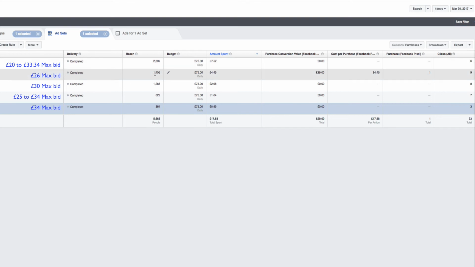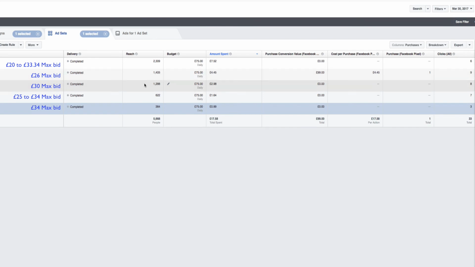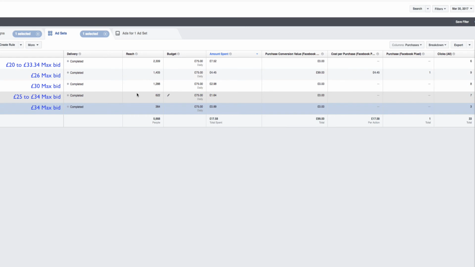This one here was really good because we obviously got a sale from it, so it was £4.45 for the sale, but that's pretty much all we spent in terms of getting 75 reach. We didn't really spend anything on that. That bid stayed the same at £26. This one here again stayed at £30. This one here, this was one of the first campaign ones. We upped this to £34, but it looked like it was too late. The campaign was already dead.